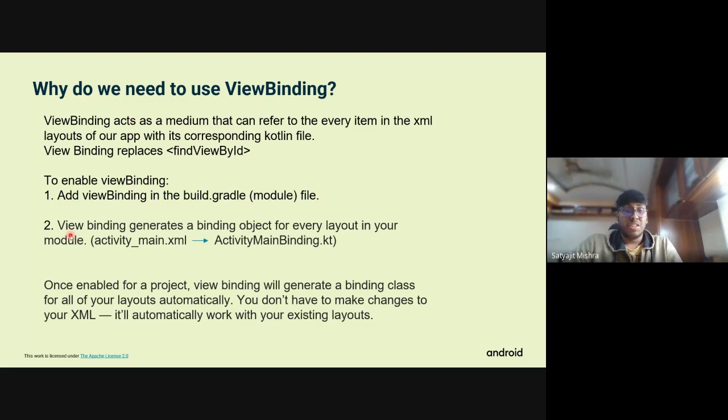What view binding will do is, once you enable it, it will automatically generate a binding object for every layout in your application. Suppose you have activity_main.xml, then in the background, you don't have to do anything. In the background itself, it will create a class called ActivityMainBinding. It's the same naming convention. If it's activity main, then it will be converted into ActivityMainBinding.